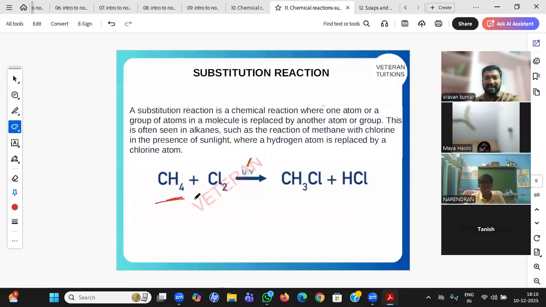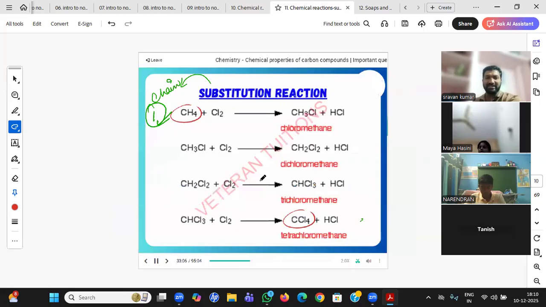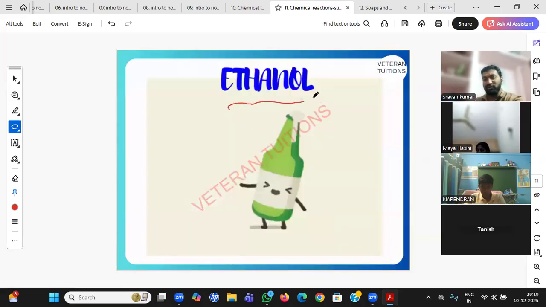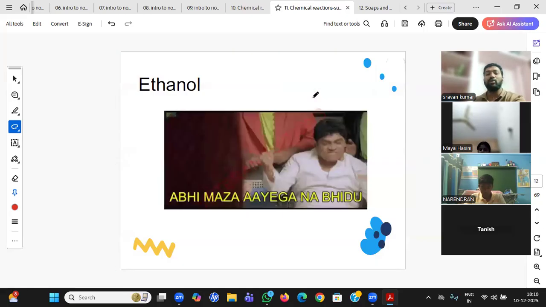Then we went to the substitution reaction. Generally, it is seen in alkanes. You can see one Cl will come here, one H will go there, and it is a chain reaction. This is what we have seen. Then we went to ethanol. Students, what did we see about ethanol?